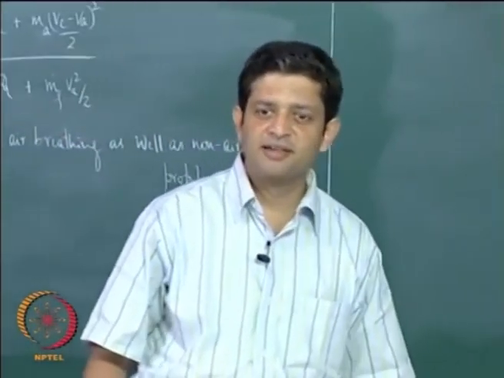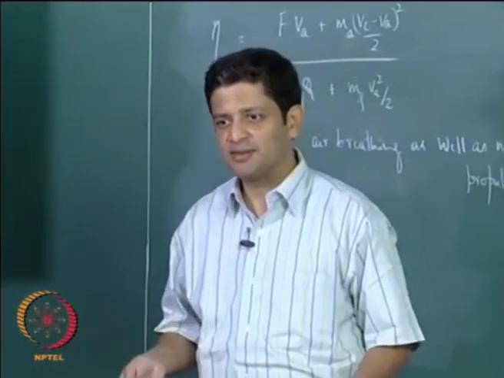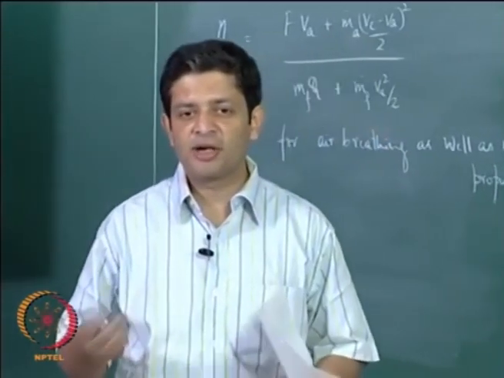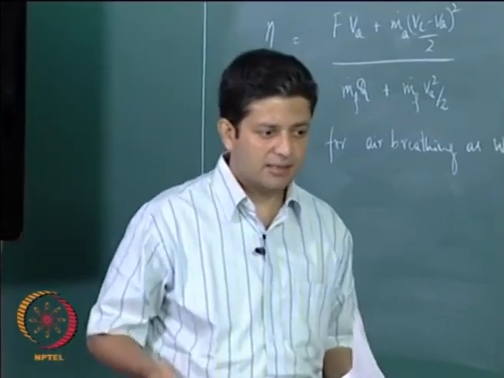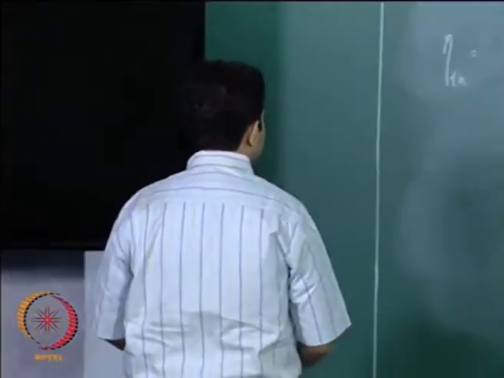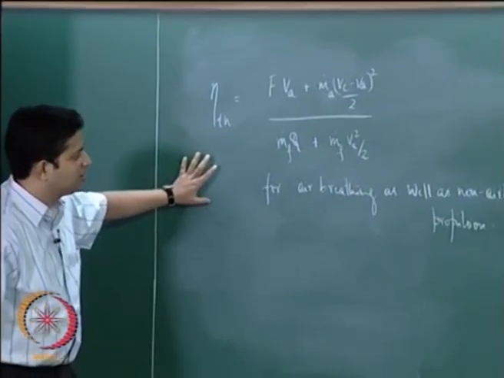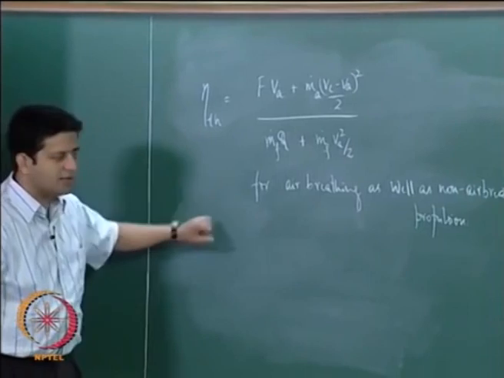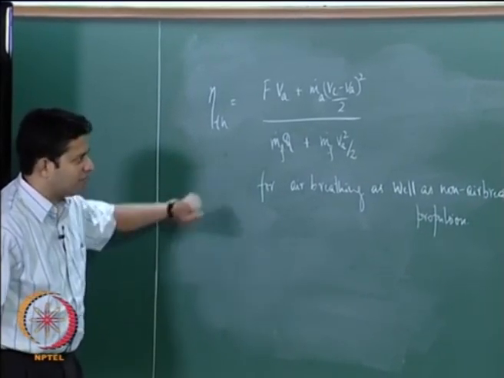In the last class, we had seen how propulsive efficiency plays a role in determining what kind of systems we need to use under what conditions. In this class, let us look at the role of overall efficiencies. Towards the end of the last class, we had derived an expression for the thermal efficiency of the system for both air breathing as well as non-air breathing systems, and this is the expression that we had derived.